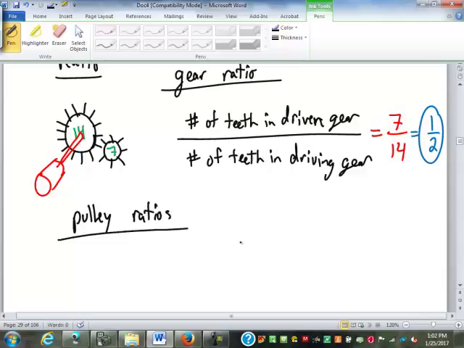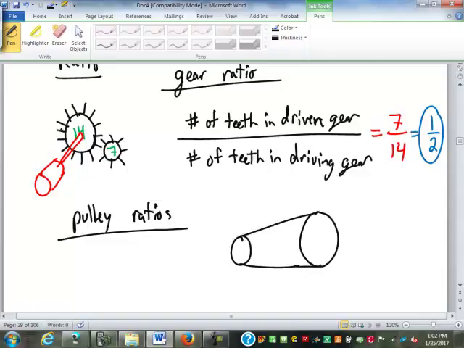Pulleys don't have teeth, so what we use are the diameters. Now, the reason we count teeth on the gears is because for the gears to mesh, the teeth have to be exactly the same distance apart. So we can measure the size of the gear just by counting the teeth.